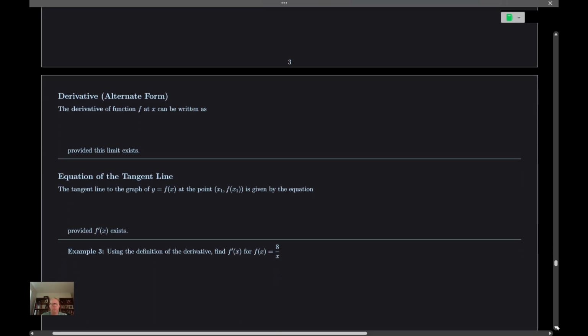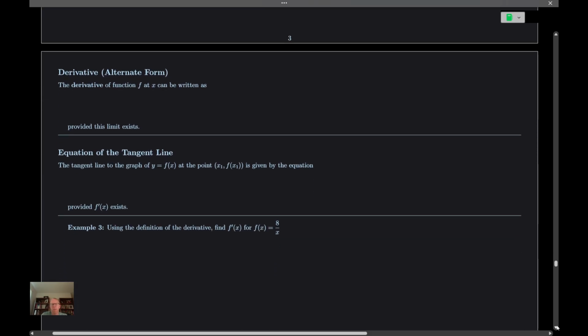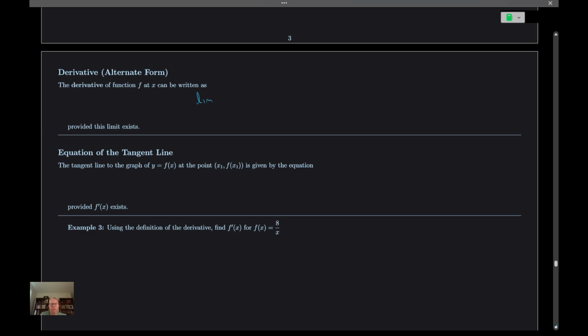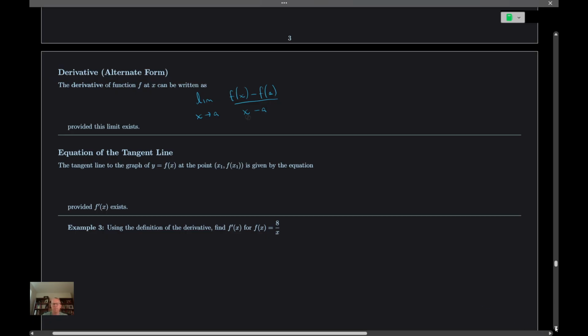So we had the derivative alternate form. Now, if you were following along last time, you might remember the alternate form of the instantaneous rate of change, and this is just going to be the same thing. So the limit as x approaches a, where a is some value of x, of f of x minus f of a over x minus a. So again, this is just the same thing: the derivative, the instantaneous rate of change, is looking at the slope of the tangent line.